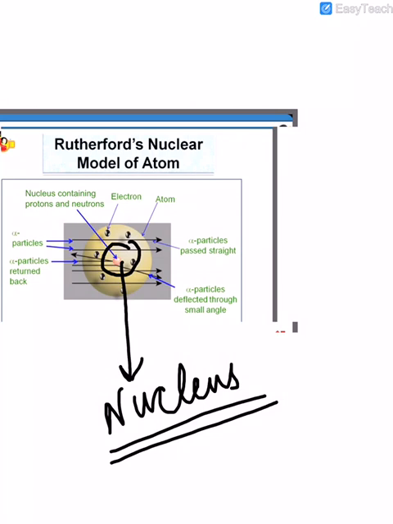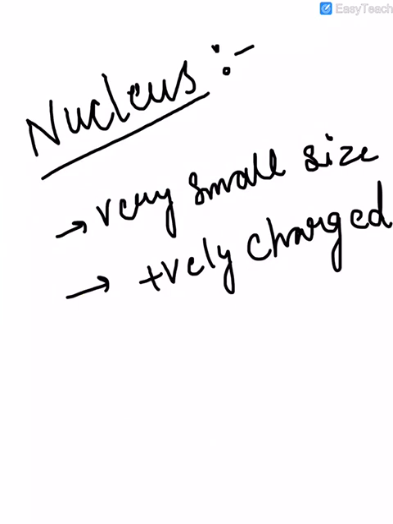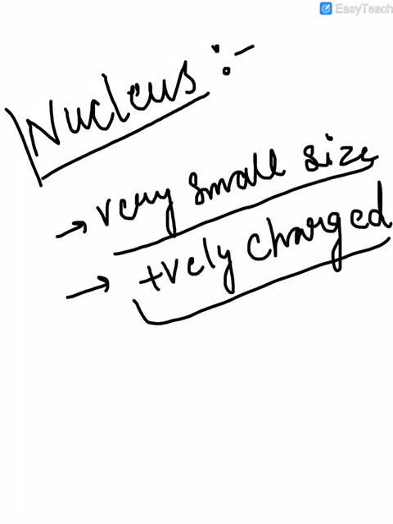J.J. Thomson's model was not able to explain this kind of scattering, so that's why this model was rejected. The nucleus is defined as a body which is very small in size, carries positive charge, and in which the entire mass of the atom is concentrated. So that is all about the Rutherford model of an atom.